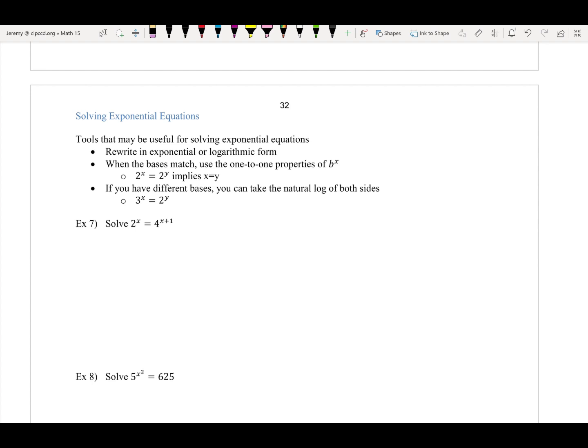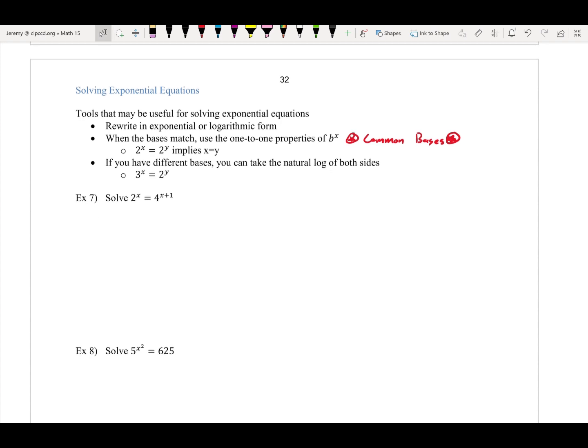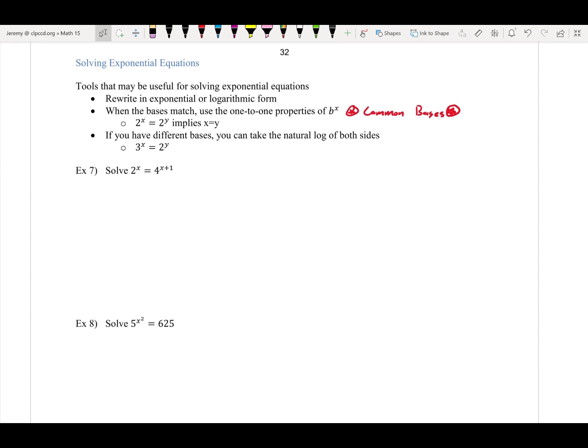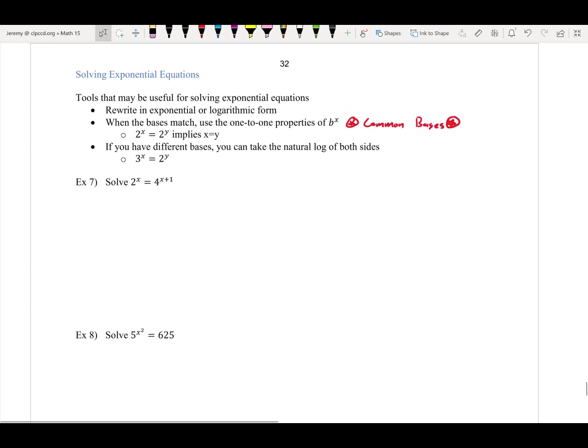Okay, so common bases is something that we can use. And then if you have two different bases, like here's an example, 3 to the x is equal to 2 to the y, you can take the natural logarithm of both sides of the equation. And that can give us a path to the solution. So let's do a few examples and I'll demonstrate each of these techniques.